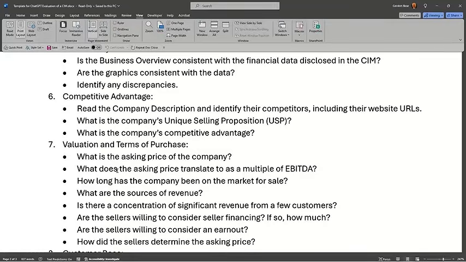And so now, because you'll know who the competitors are and what their website is, you can go into those competitors later on and dig down on them. Find out how good they are compared to this company you're buying and what chance your company has in that competitive world out there. What is the company's unique selling proposition? If they've got one, usually they're proud enough about it as to why they're different, how they get their customers that nobody else can compete with. They'll tell you that in the CIM and you want to know what it is.